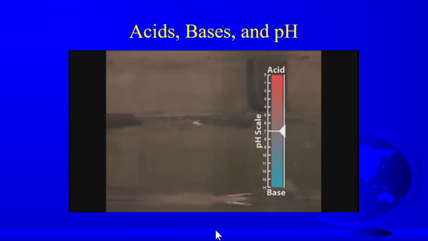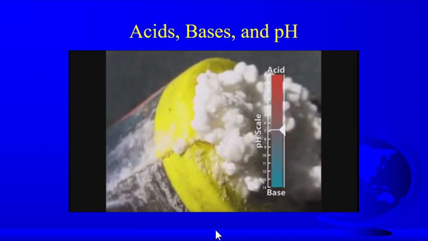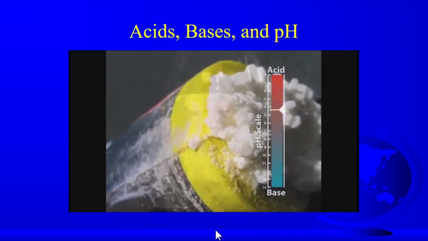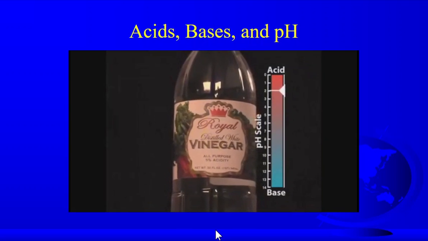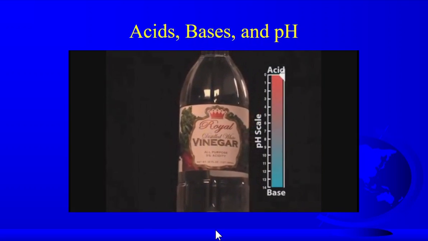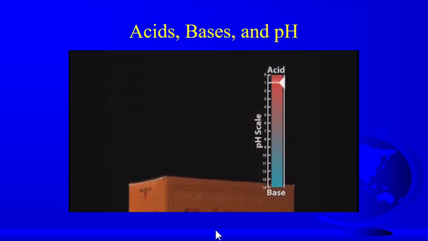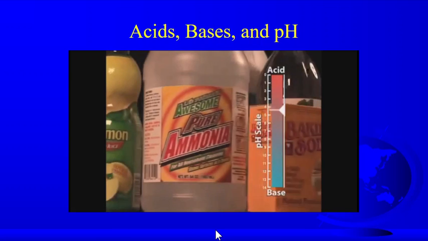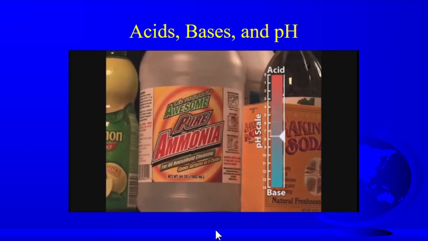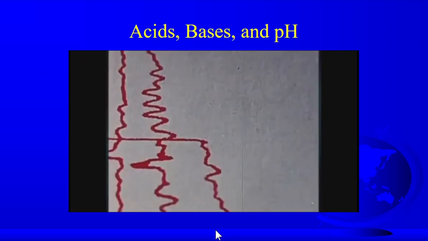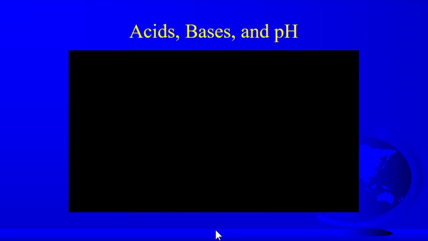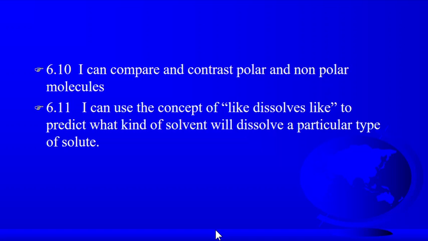A pH value less than 7 is acidic. Values greater than 7 indicate alkalinity. Battery acid and vinegar, two very acidic liquids, have pH values on the lower end of the scale, while baking soda and ammonia, both of which are very alkaline, are on the higher end of the pH scale. All right. Any questions on acids, bases, and pH?